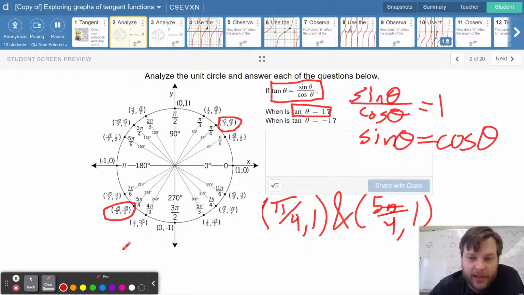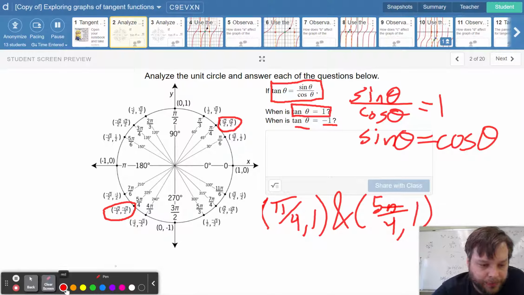Let's turn our attention to the second question. When is tangent equal to negative 1? Well, tangent's equal to negative 1 when the sine and the cosine are opposites of each other, like 5 divided by negative 5, or negative 2 divided by positive 2. So where does tangent equal negative 1? Let's actually use orange for that so you can kind of keep it straight. Where is tangent equal to negative 1? When they're equal but opposite. Here is an equal opposite spot. Here is an equal opposite spot.